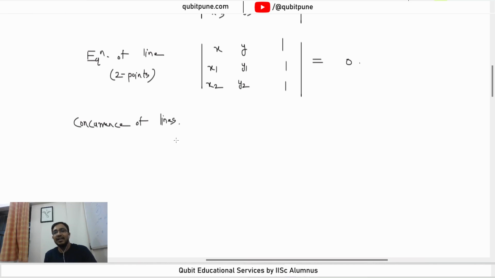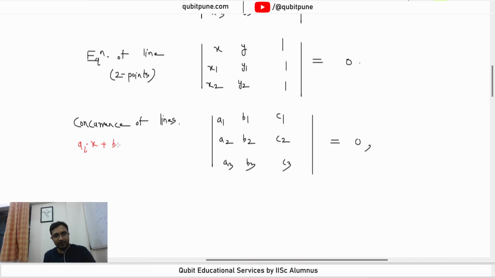Do 3 lines meet or intersect each other at a point or not? Which determinant are we interested in here? The determinant of the coefficients and the constant terms: A1, B1, C1, A2, B2, C2, A3, B3, C3 equal to 0. And what are the equations of the lines? Equations are AiX plus BiY plus Ci equal to 0, where i goes from 1 to 2 and then to 3.